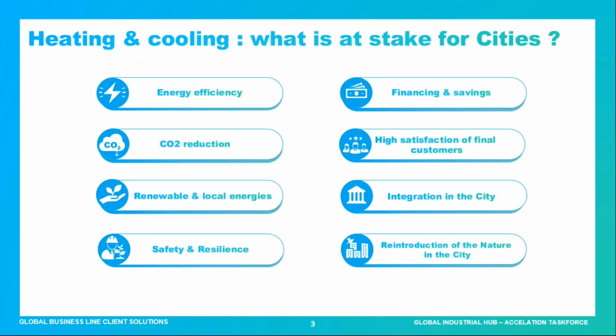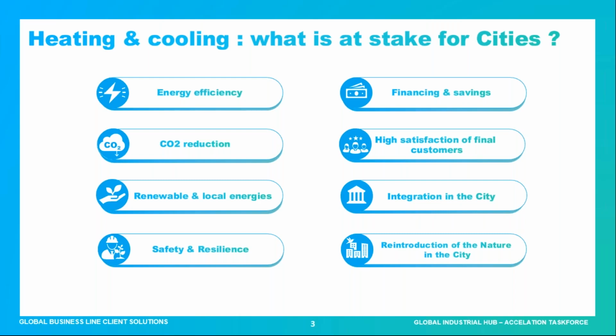When we meet with decision makers, and when we have a chat with them in order to better understand what are the key drivers or the key concerns that lead them to implement district systems, either heating or cooling, every time the reply is more or less what you see on the screen right now. First we have to focus on energy efficiency in order to reduce the energy consumption. Then we have to focus on CO2 reduction, and then we have to, as much as possible, introduce renewable and local energy in order to feed the system and in order to reduce the GHG emission and CO2 emission.